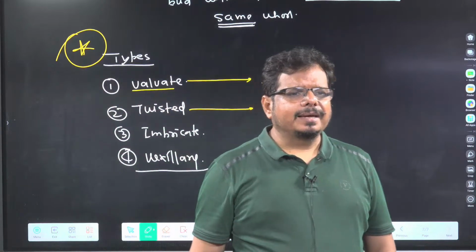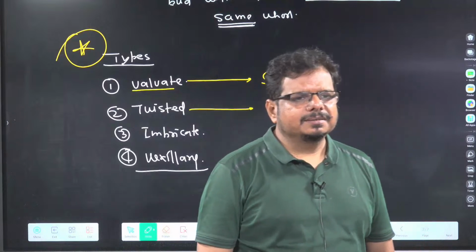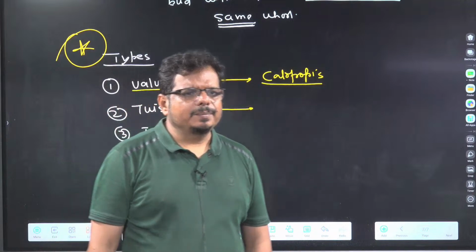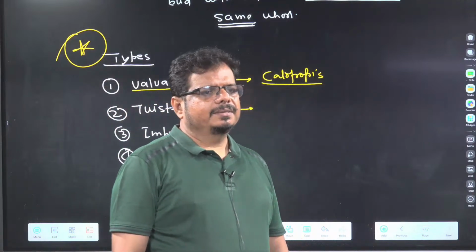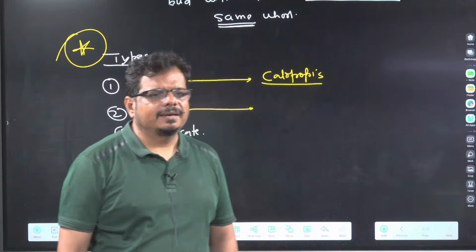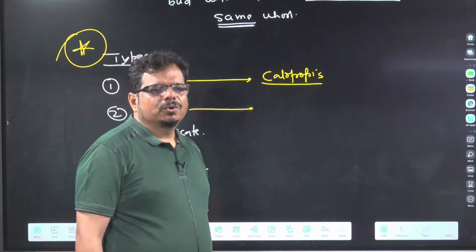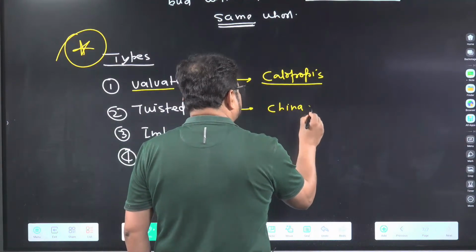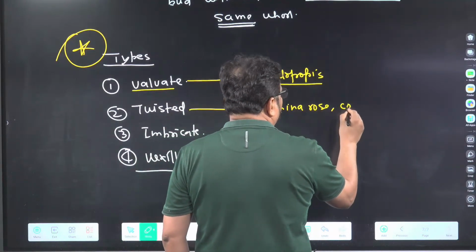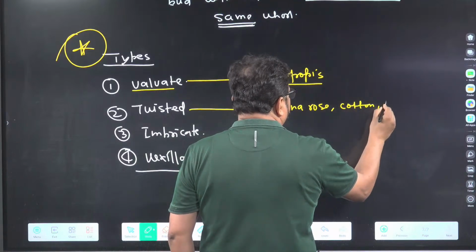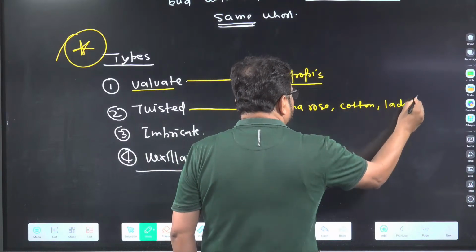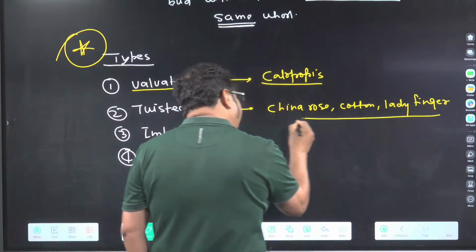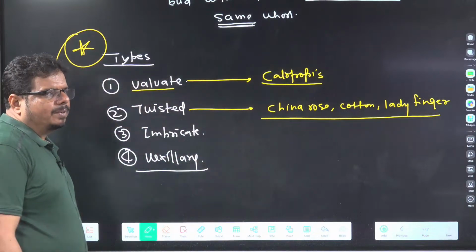Twisted example, don't take the help of NCERT. Without taking help, answer it. Who can write it without the help of the internet or NCERT? China rose, cotton and lady finger. Very good. China rose, cotton and lady finger. So these areas require your pampering. The more you pamper these topics, the more your perfection will increase.